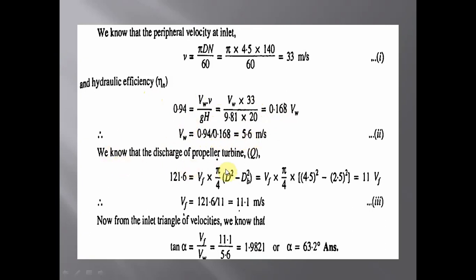We also know discharge of propeller turbine Q equal to 121.6 equal to Vf into pi by 4 into (D square minus d square). Vf into pi by 4 into (4.5 square minus 2.5 square), that is 11 Vf. So Vf equal to 121.6 divided by 11, that is 11.1 meters per second. Now from the inlet triangle of velocity, we know that tan alpha is Vf divided by Vw, that is 11.1 divided by 5.6, that is 1.982, that is alpha is equal to 53.2 degrees.